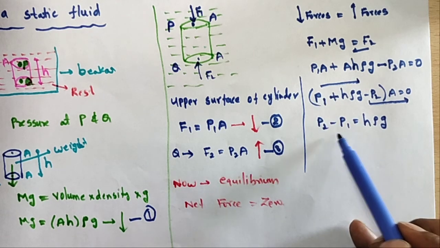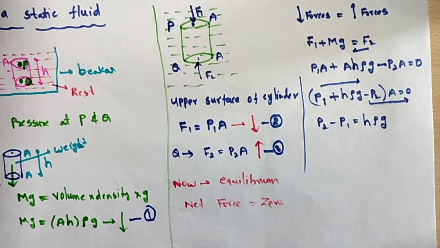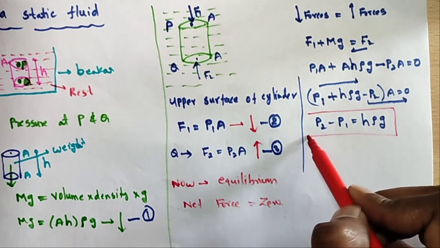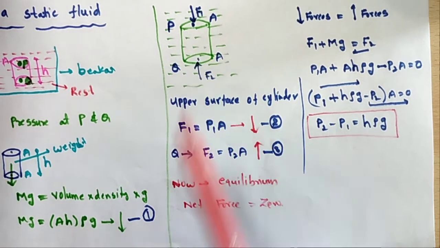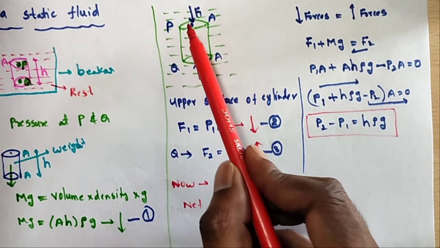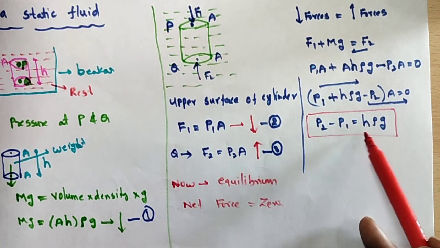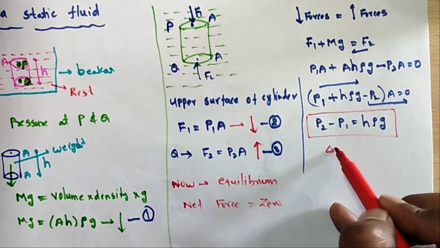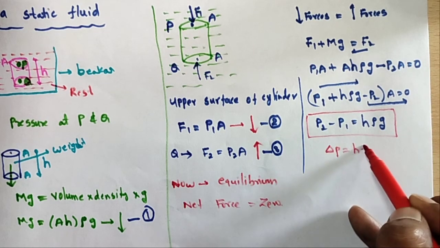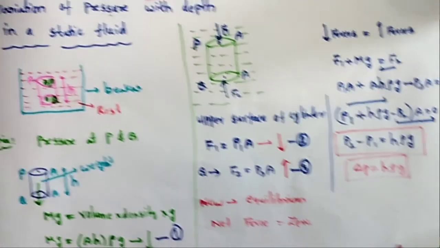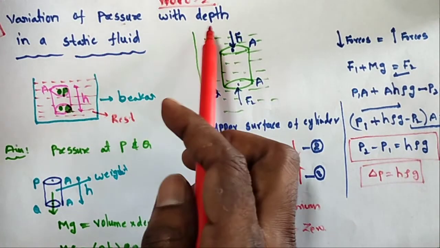So P2 minus P1 is equal to H rho G, where P2 minus P1 is called the pressure difference between these two points. So how much pressure difference between these two points? P2 minus P1 is equal to H rho G, that is delta P is equal to H rho G. This is the variation of the pressure with the depth.